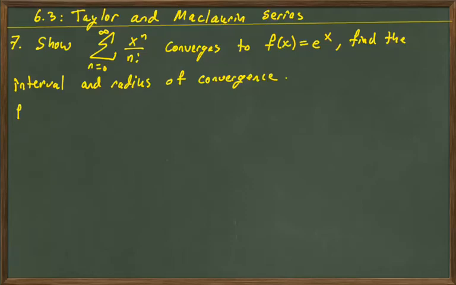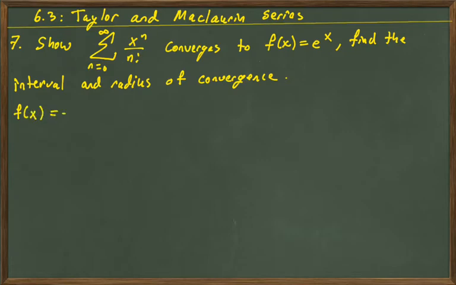Alright, this is the third and final video for section 6.3 covering Taylor and Maclaurin series. Question number 7 says to show that the sum n equals 0 to infinity of x to the n over n factorial converges to f of x equals e to the x, and find the interval and radius of convergence.